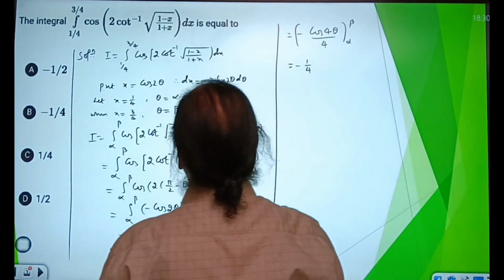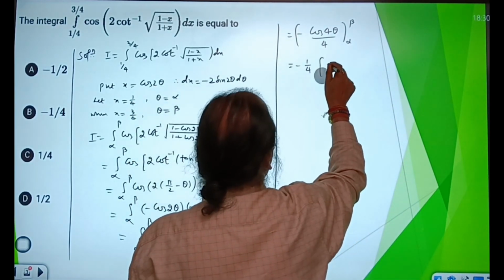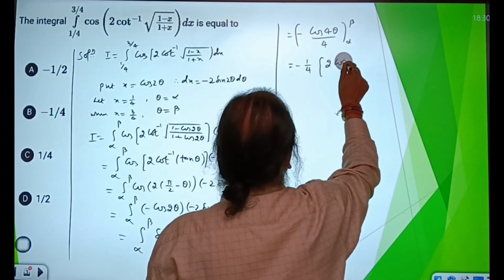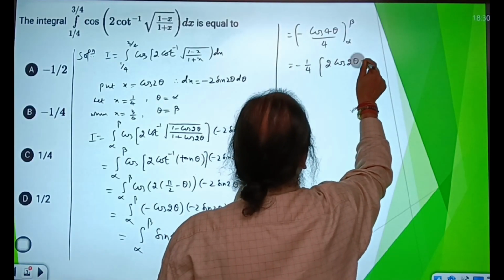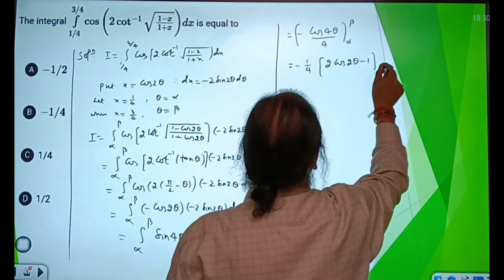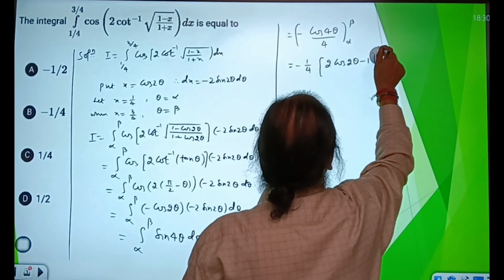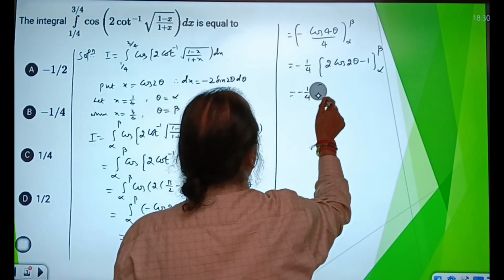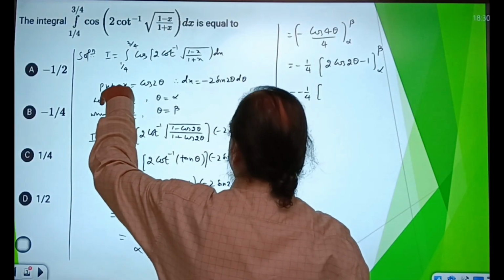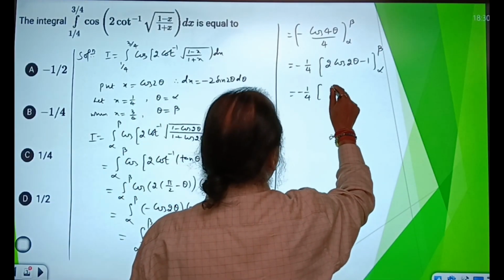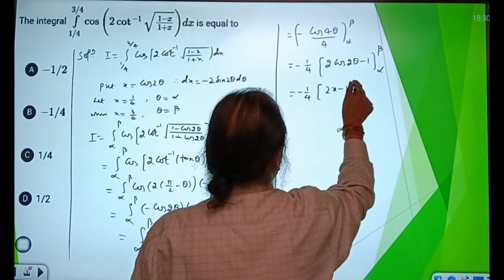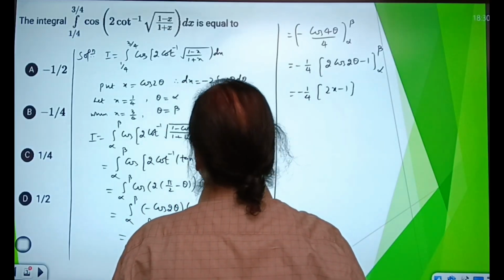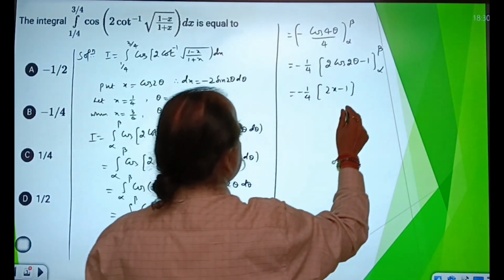X is what? Cos 2 theta. So this will be 2 cos square 2 theta minus 1 between alpha and beta. Now we replace cos 2 theta as what? Cos 2 theta is what? X. So 2x minus 1. Now when you are replacing in terms of x, the value will be 1 by 4 to 3 by 4 only.